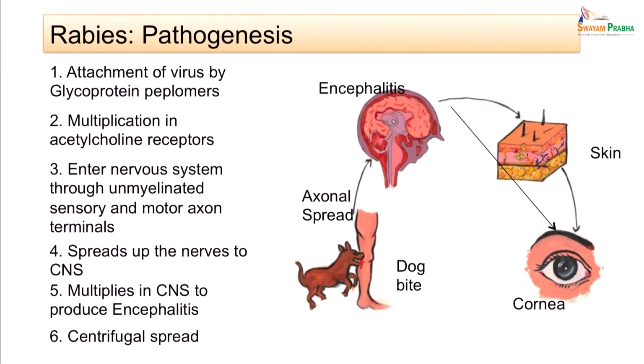After that, the virus spreads rapidly in the central nervous system, and then it multiplies in the neurons of the cortex and the brainstem and the other sites in the brain. This produces encephalitis, and then it spreads to the peripheral organs. So, the centrifugal spread occurs via the peripheral nerves. The virus spreads to various organs like skin, cornea, other organs, almost all organs get involved, but there is a specific concentration of virus in the salivary gland, which facilitates the dissemination of the virus.